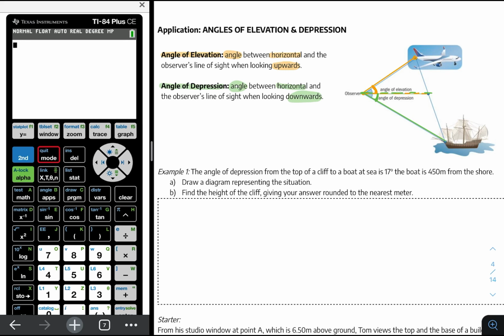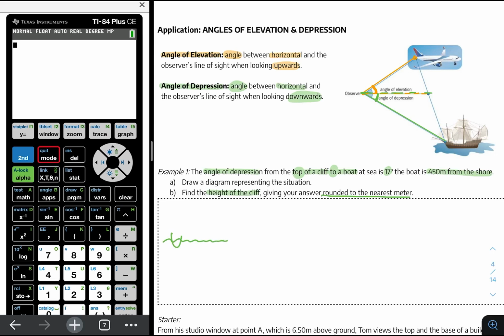We are told the angle of depression from the top of a cliff to a boat is 17 degrees. The boat is 450 from the shore. Draw a diagram to represent the situation and find the height of the cliff and give your answer rounded to the nearest meter. So we have a sea, somewhere like this.